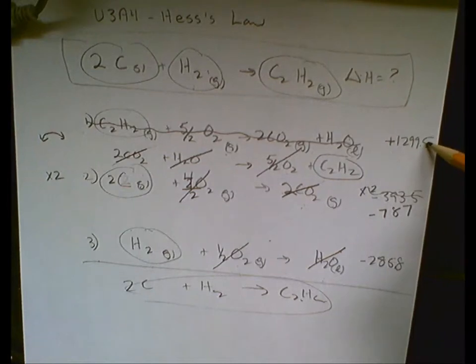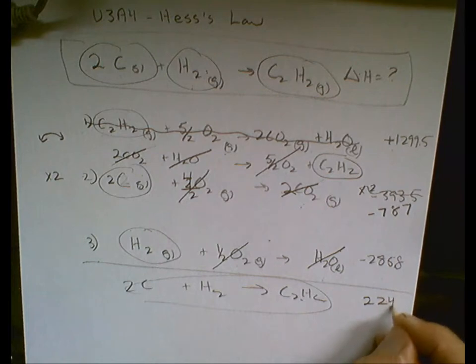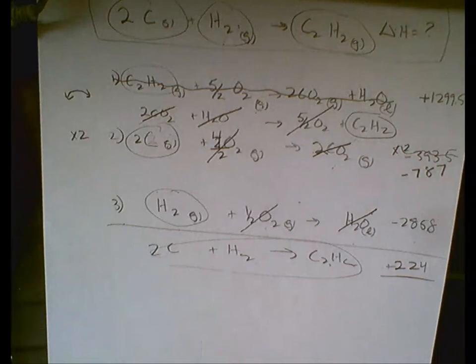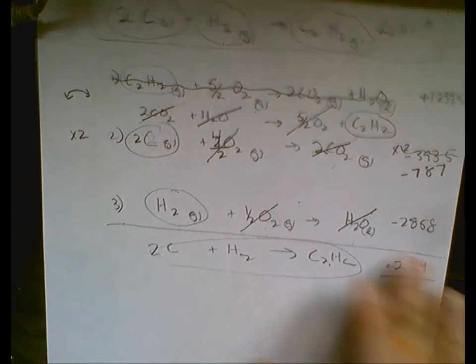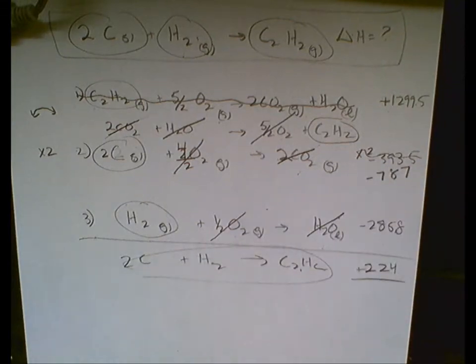I said the whole trick was to get this to look like this. Now all you have to do is add up these 3 numbers to get your final heat for the reaction. So to get your final answer, it's going to be 1299 minus 787 minus 288 equals 224. So this is an endothermic reaction, and it gains 224 kilojoules of energy. Notice I didn't put the units in. I try and keep this neat, and I try not to get too messy. As I say that, I'm looking at all this crossing out here.